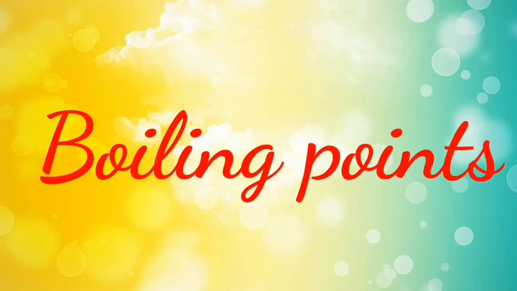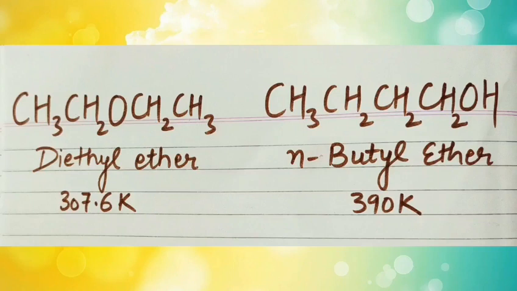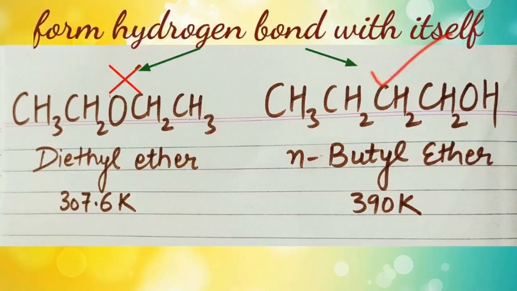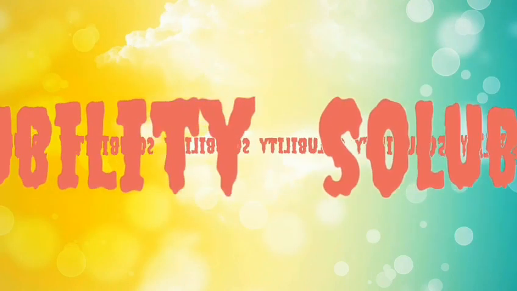So students, ethers have low polarity and as a result do not show any association by intermolecular hydrogen bonding. Therefore, ethers have low boiling points, lower than that of isomeric alcohols and almost the same as those of alkanes of comparable molecular masses. Students, there is a large difference in the boiling points of alcohols and ethers. And the reason for the large difference is the presence of hydrogen bonding in alcohols. Next, we will study solubility.